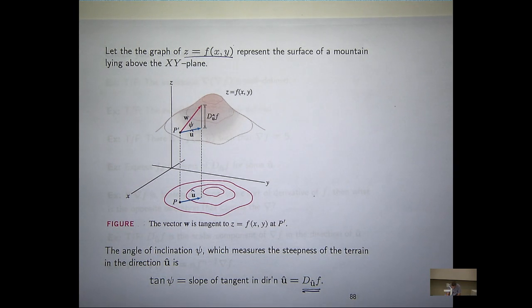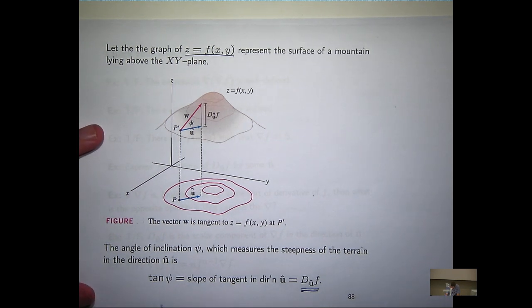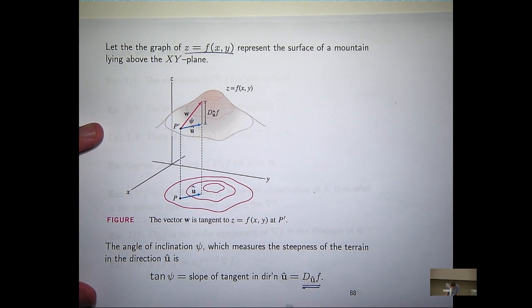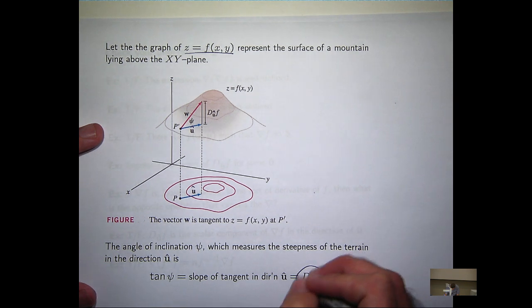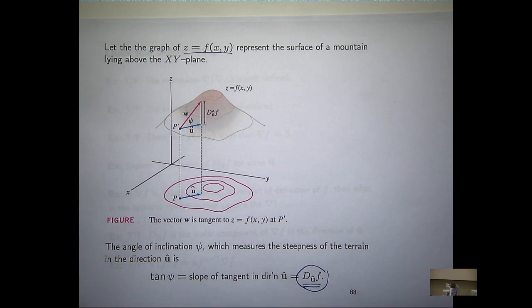Now, from your right angle triangle, just look at your basic trig, then the tan of this angle, phi, is just the directional derivative.